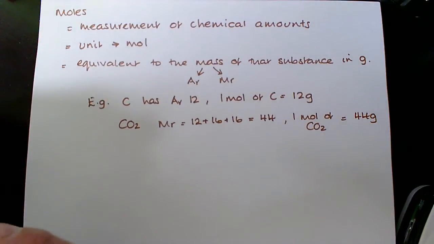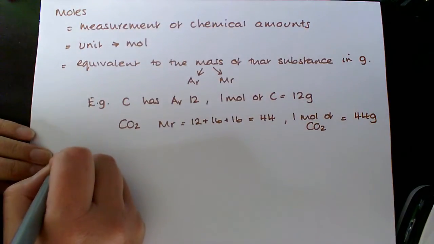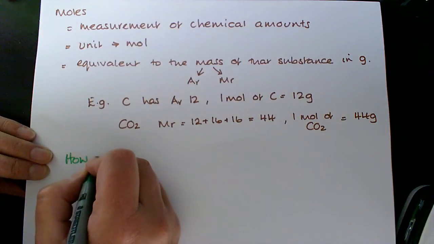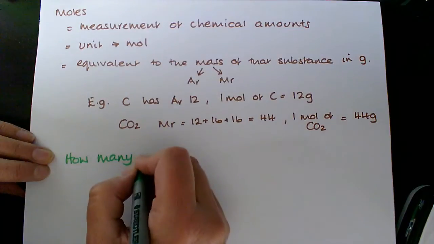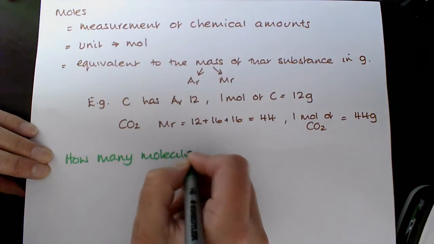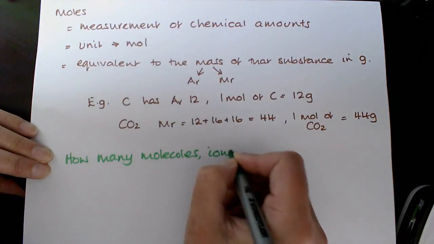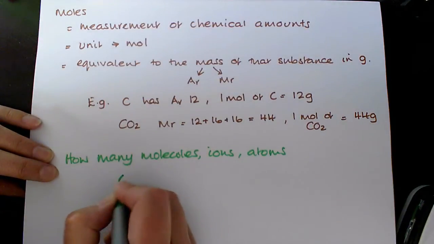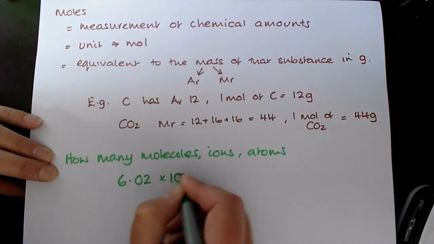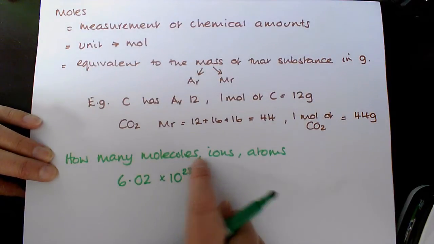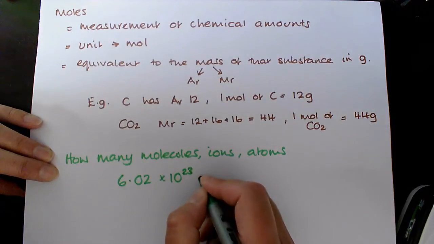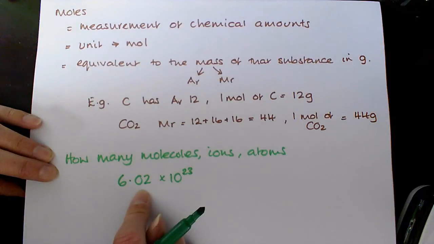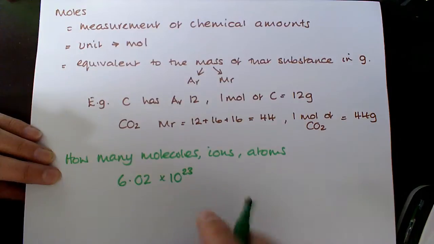However, what we do also need to know is how many atoms, molecules are actually in 1 mole. And 1 mole of anything is the same amount. It is 6.02 times 10 to the 23 molecules, ions, atoms. Okay, whatever it is you're actually counting, it's always 6.02 times 10 to the 23.